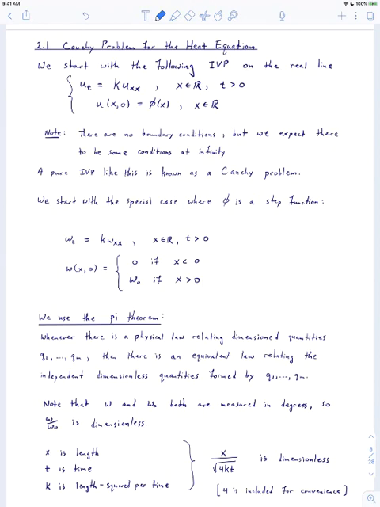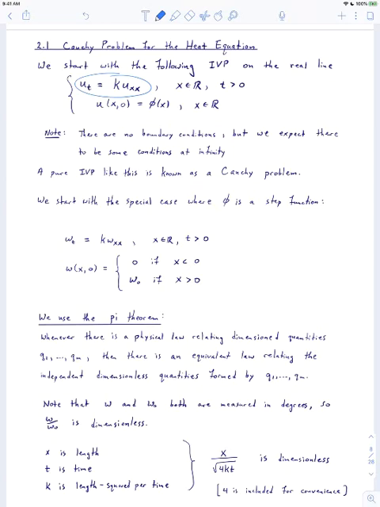In this video, we'll look through the notes for section 2.1, which is called the Cauchy problem for the heat equation. We start with an initial value problem on the real line. This initial value problem is for the heat equation, so we start with the partial derivative of u with respect to t is equal to some constant k times the second partial derivative of u with respect to x, the heat equation. This is for all x in R.